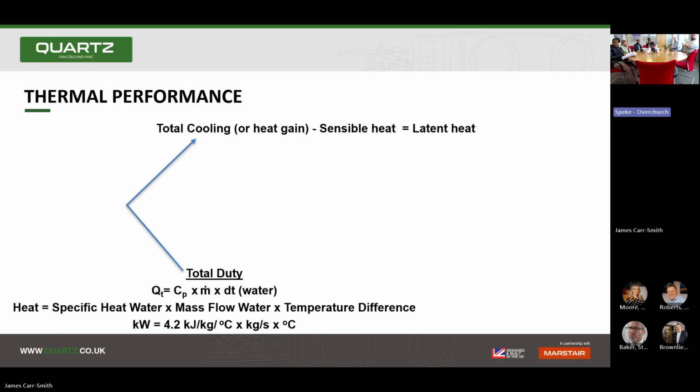So from things like witness tests for clients, total duty is the one that's mostly used because most people have got an accurate flow meter, accurate temperature sensors on your in and out of your pipe, and 4.187 if you're not using any glycol in the system, and that will give you a very accurate total duty.